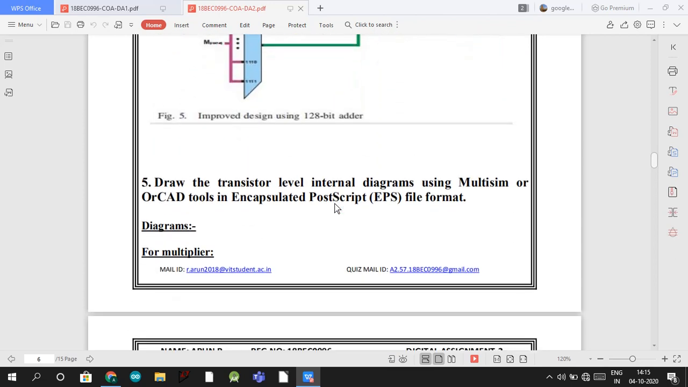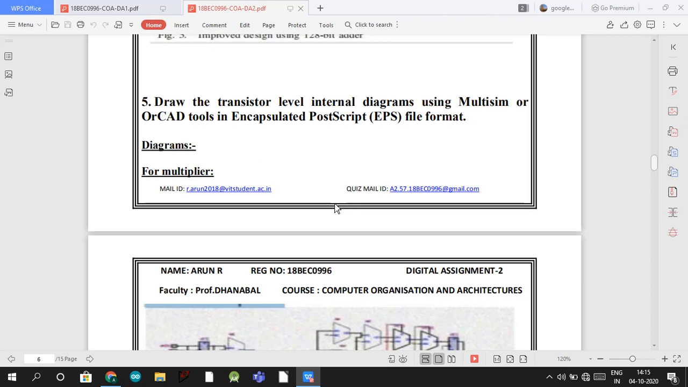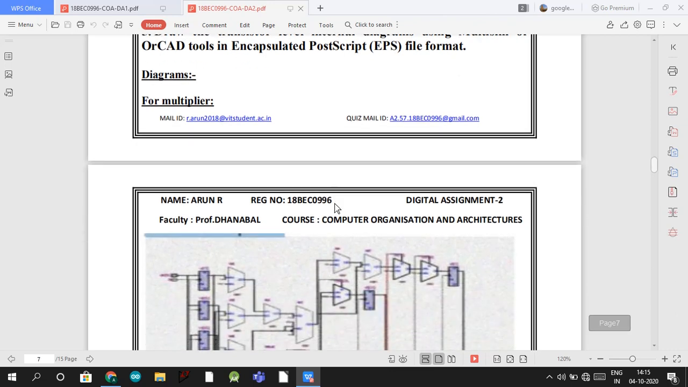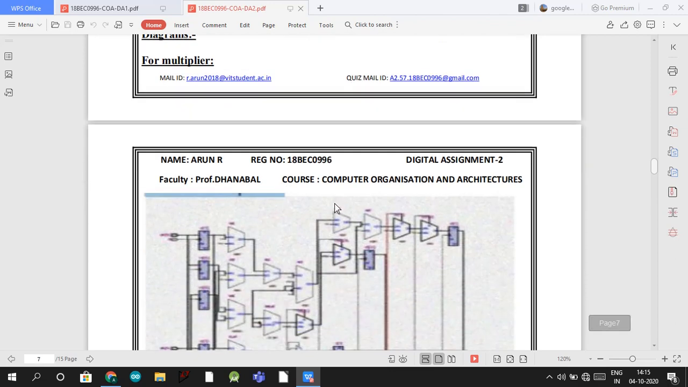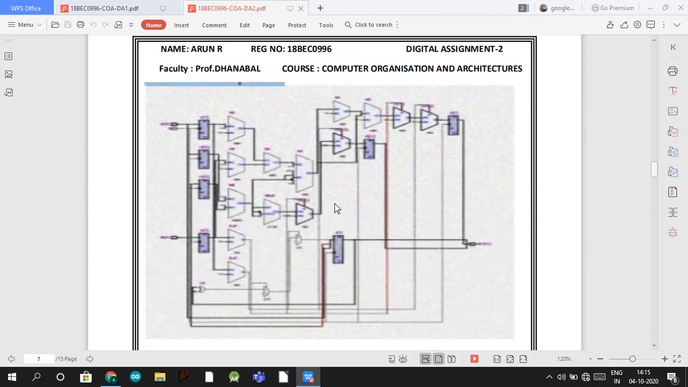Next question: draw the transistor level for the internal diagrams using Multisim. To draw the transistor level, I used ModelSim for the multiplier. For some operations I made the circuit using ModelSim. Here you can see, you give the inputs here and you can get the output from here.